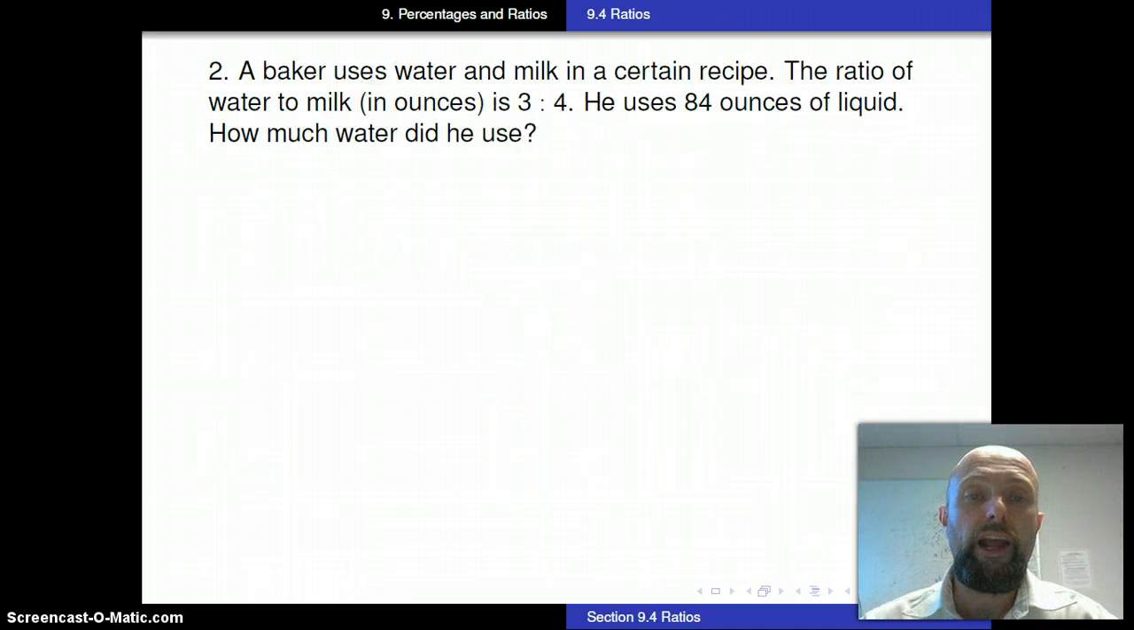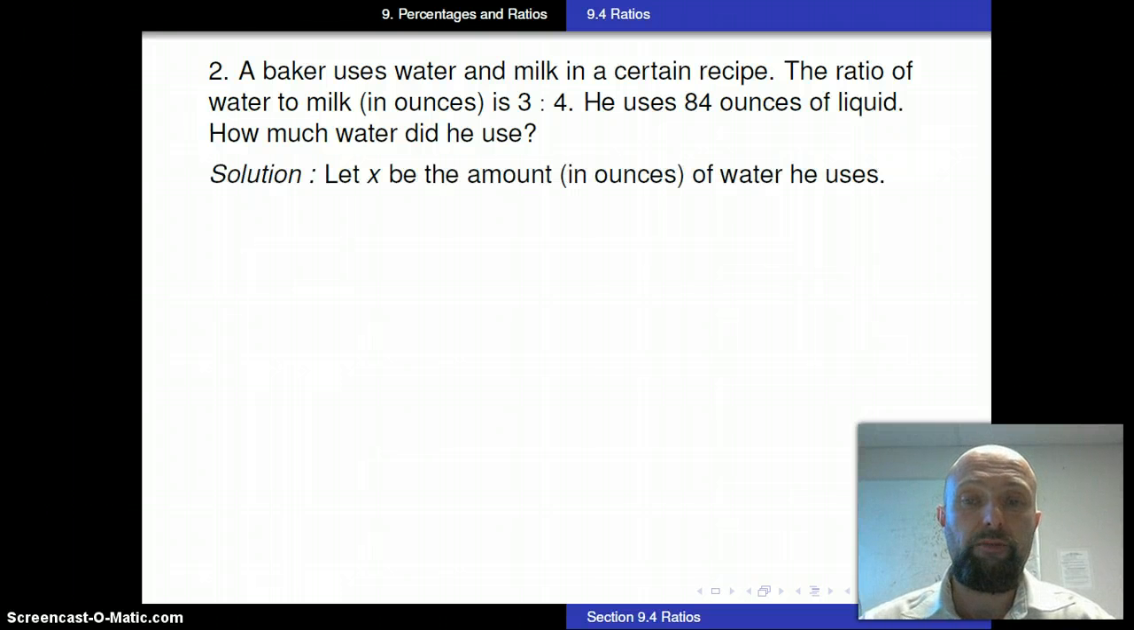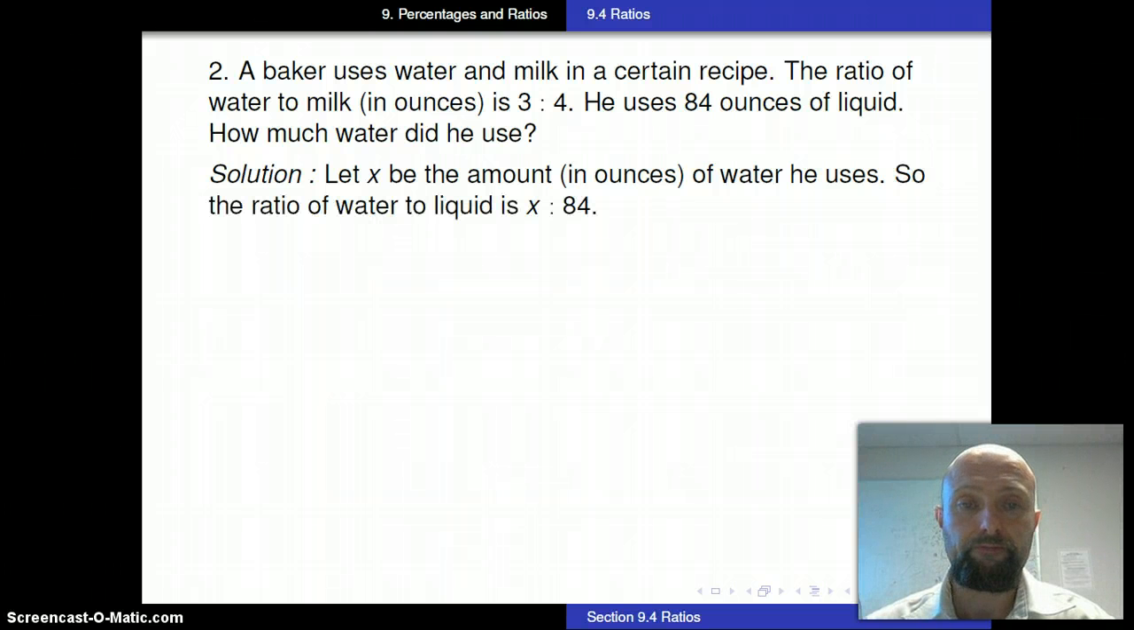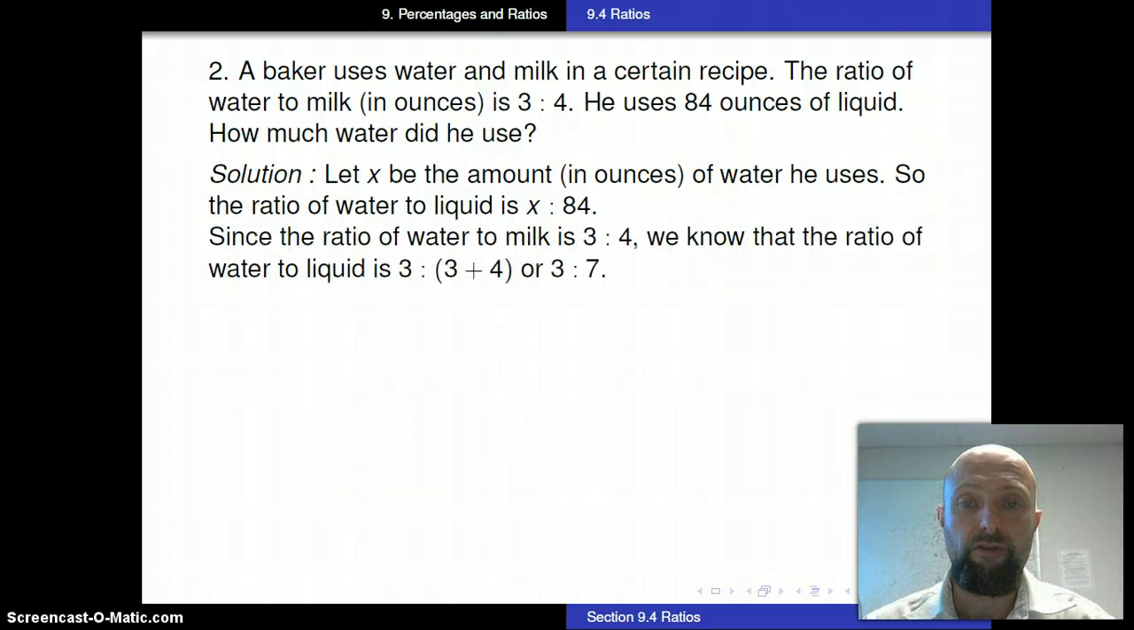Question 2. A baker uses water and milk in a certain recipe. The ratio of water to milk in ounces is 3 to 4. He uses 84 ounces of liquid. How much water did he use? Let x be the amount of water he uses in ounces. So the ratio of water to liquid is x to 84.